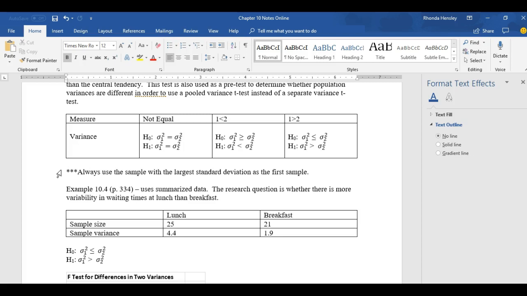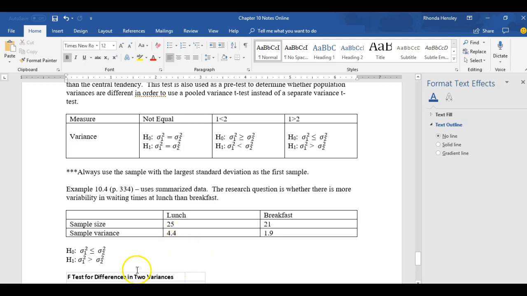So, example 10.4 on page 334. We have data from waiting times at a restaurant, and they are interested in the variability of this waiting time. They want to know whether there's more variability in the waiting times at lunch, our first population, than at breakfast, which is our second. And they put them in that order because the sample variance and standard deviation is larger at lunch than at breakfast. Again, that's purely a calculation thing, but that's okay.